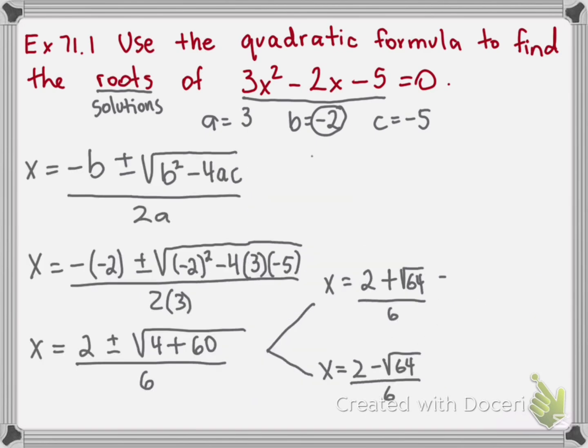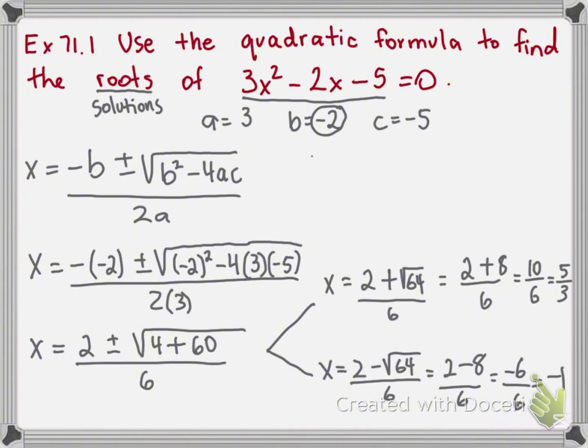Now, if we simplify that, we're going to get 2 plus 8 over 6, which is 10 over 6. And remember always to reduce, so that's 5 over 3. And in the other one, we have 2 minus 8 over 6, which is going to be negative 6 over 6, which is negative 1. And those are the two answers or solutions, the 5/3 and the negative 1. And that's it. Very simple.